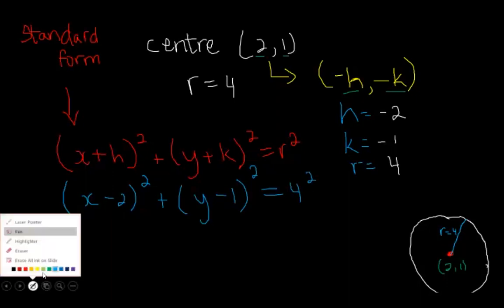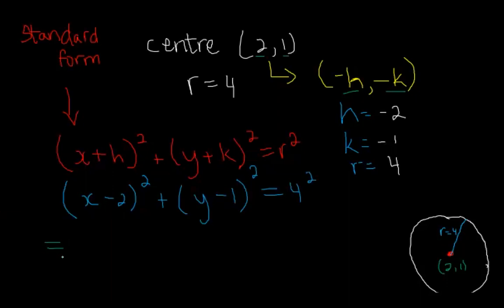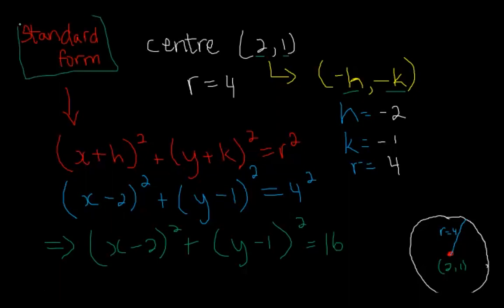However, if something could be simplified, you have to simplify it. This could be rewritten as (x minus 2) squared plus (y minus 1) squared. And we know that 4 squared is 16. And that's why this would have been my answer if they asked me for the standard form. Any questions? Let me know. Okay. No, miss. Understand. Understand.